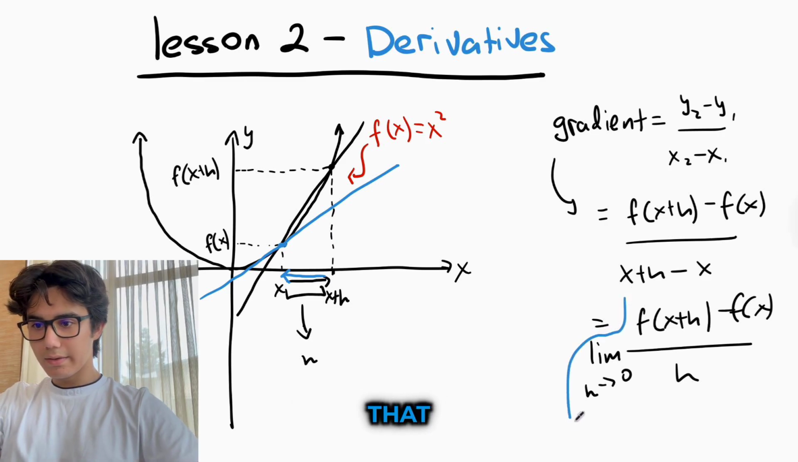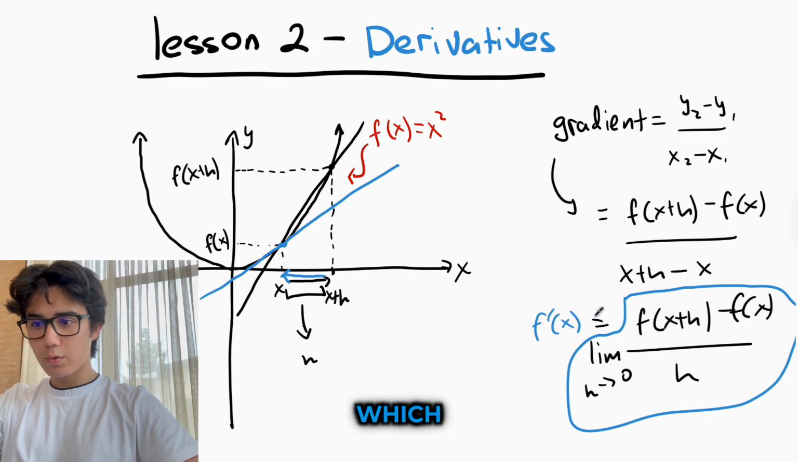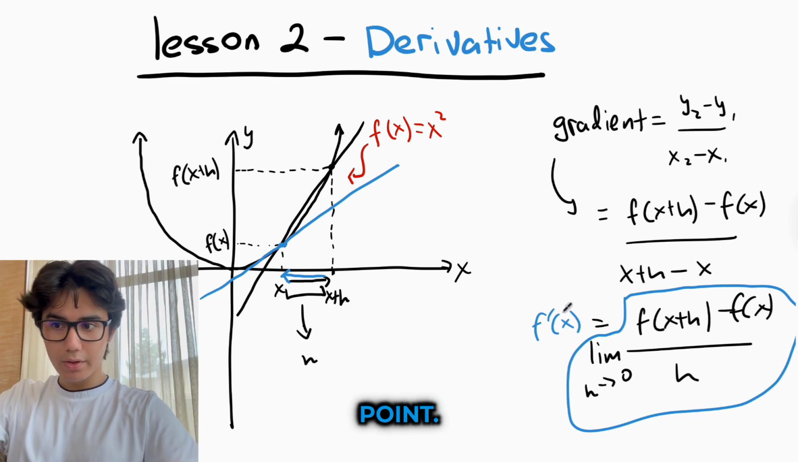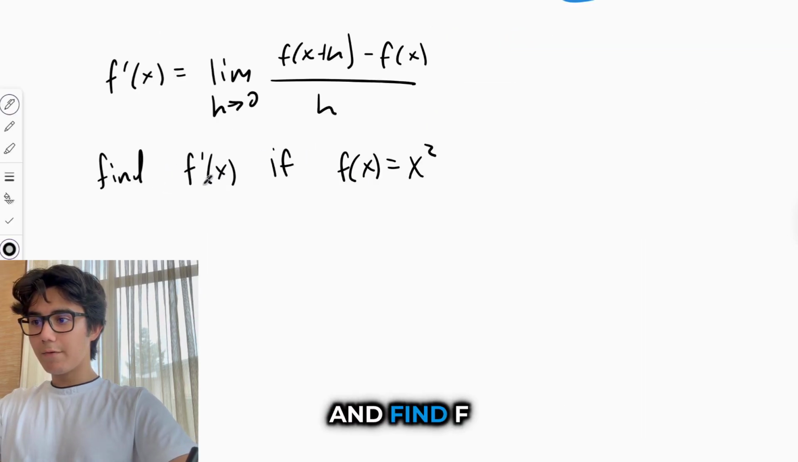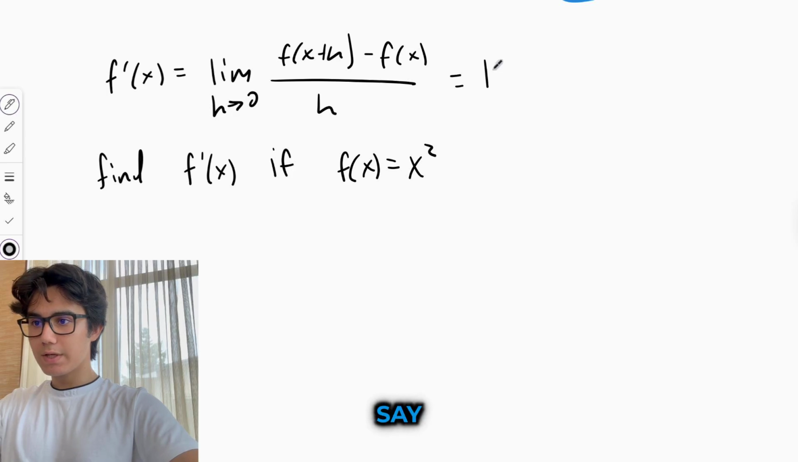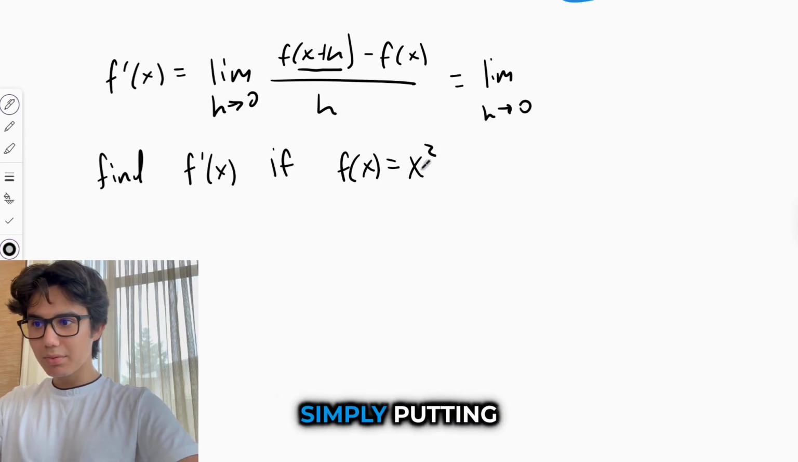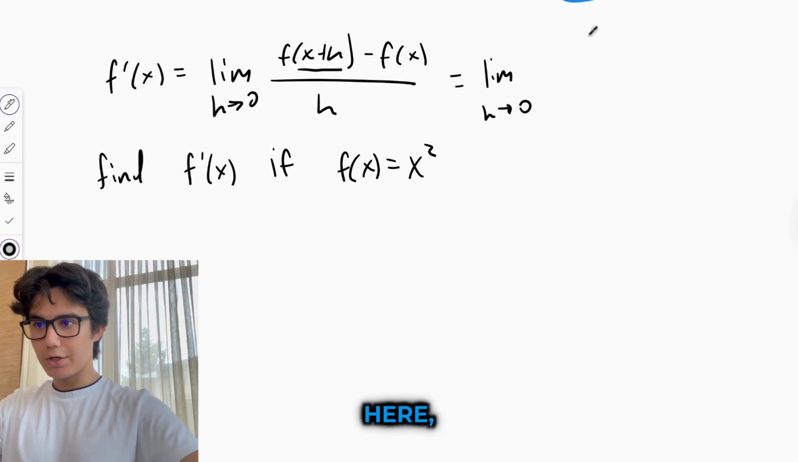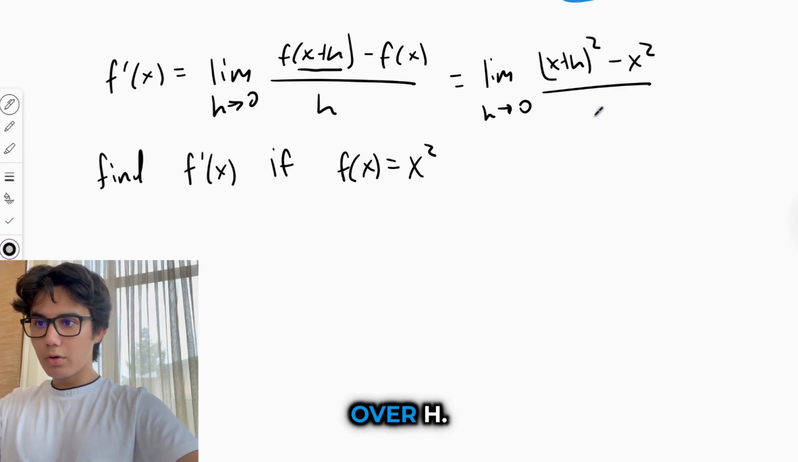And hence, we can say that this expression right over here is going to be our f prime of x, which is the derivative of f of x at any given point. It can also be expressed as dy over dx. And so let's go ahead and find f prime of x if f of x is equal to x squared. So what will we do here? We say limit as h approaches 0. Now f of x plus h is simply putting this expression instead of x here, and this is going to be x plus h to the power of 2 minus f of x, which is x squared, over h.